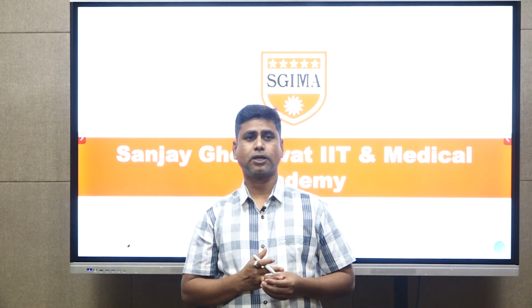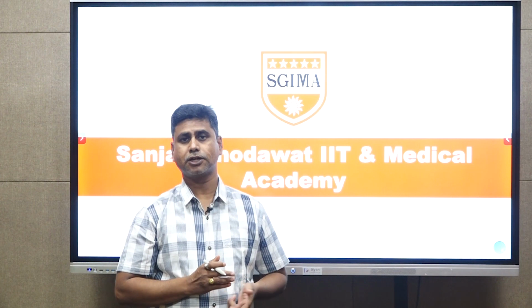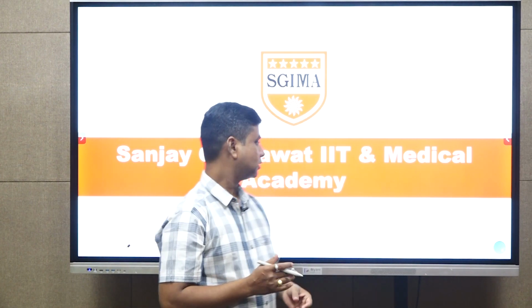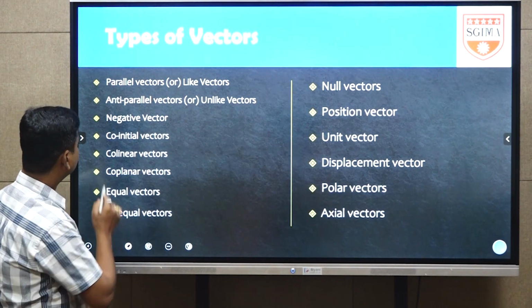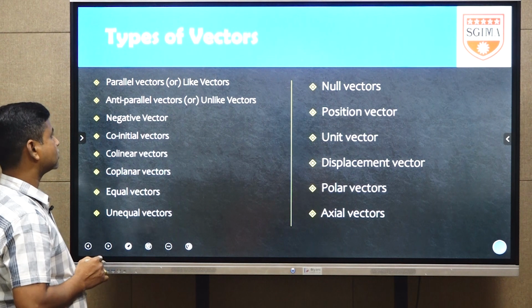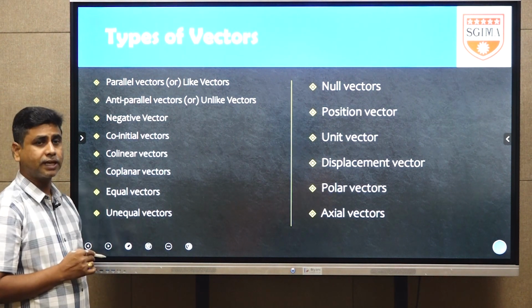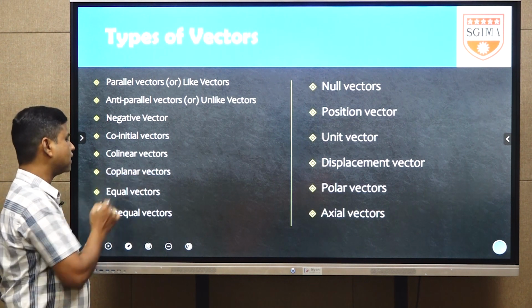Hi students, today we will discuss the types of vectors. It is a continuation of the two previous lectures. We will see what the types of vectors are. The first one is parallel vectors or like vectors. Second is anti-parallel vectors or unlike vectors. Third is the negative vector. Fourth is co-initial vectors. Fifth is co-linear vectors.